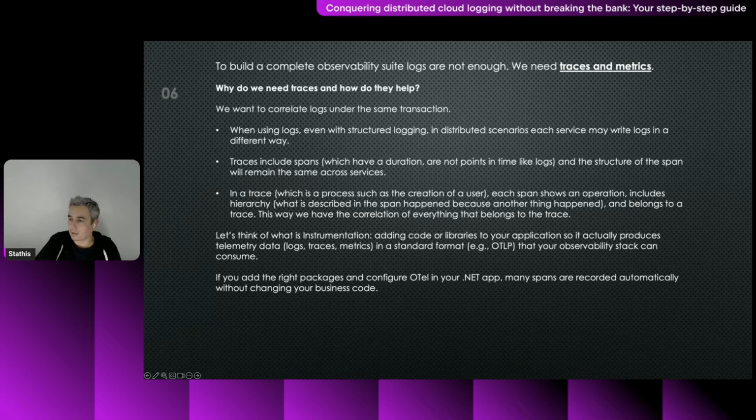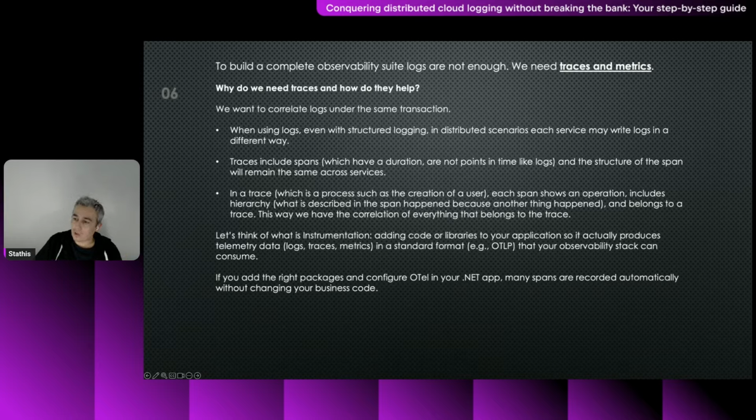In a trace, which basically is a process, such as the creation of a user, each span shows an operation, includes a hierarchy, and belongs to a trace. This way, we have the correlation under the trace. For example, we have an HTTP POST request to the /user endpoint. This is a top-level operation triggered by a client request.